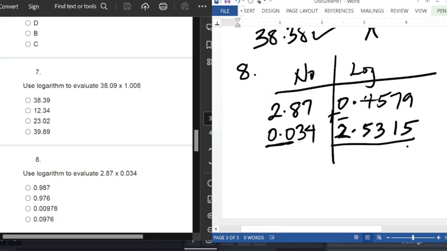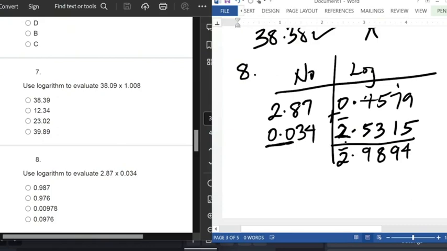So 9 plus 5 is 14. We carry 1. So this gives us 9. This gives us 8. This gives us 9. So this is 0 plus minus 2, and that's going to give us bar 2 again.